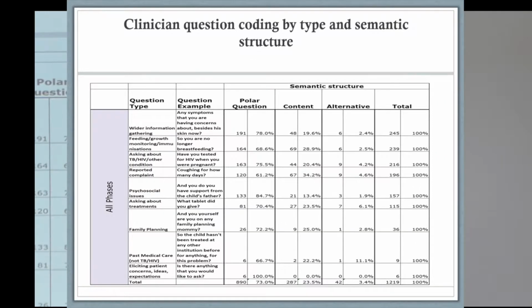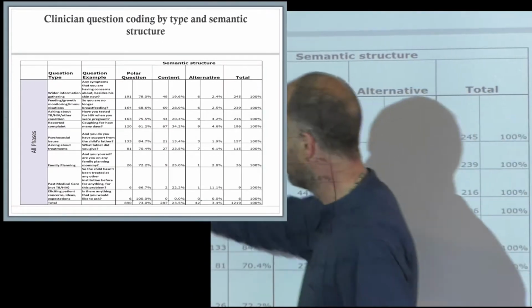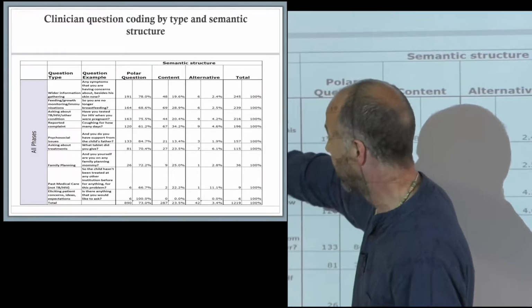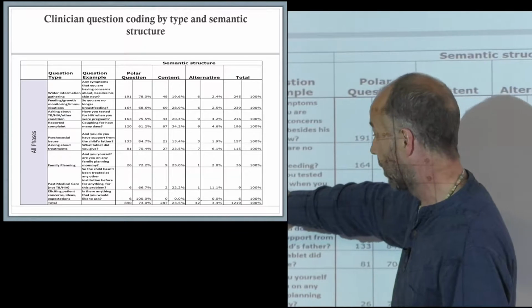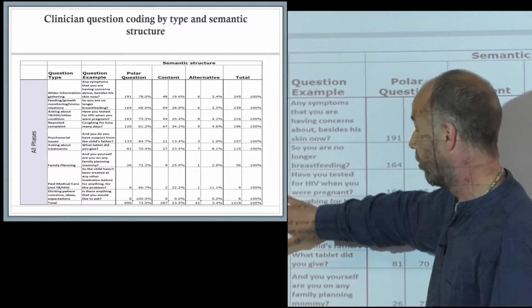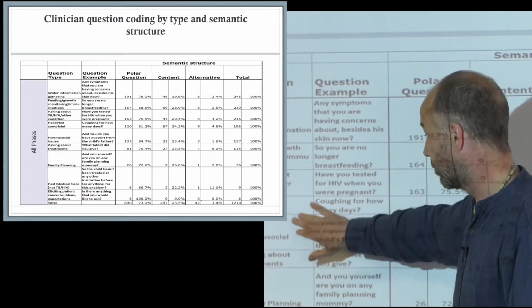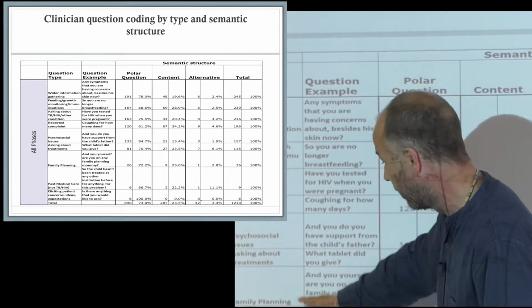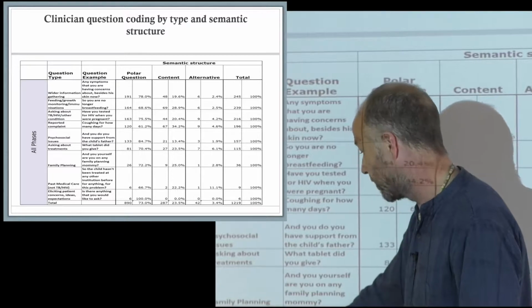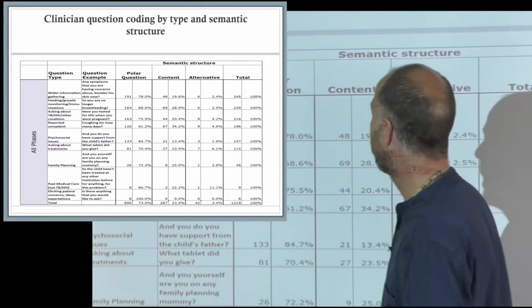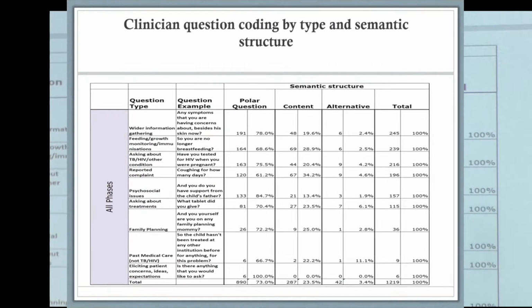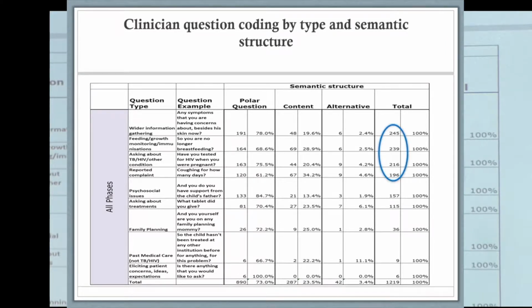What we found when we did this coding, we coded across these 9 different categories of wider information gathering: feeding, asking about TB, HIV, the reported problem, psychosocial issues, because that's what Pact is trying to address, other treatments, family planning, past medical care, and eliciting patients' concerns. And what we found, I'm just going to focus on 3 features of this.